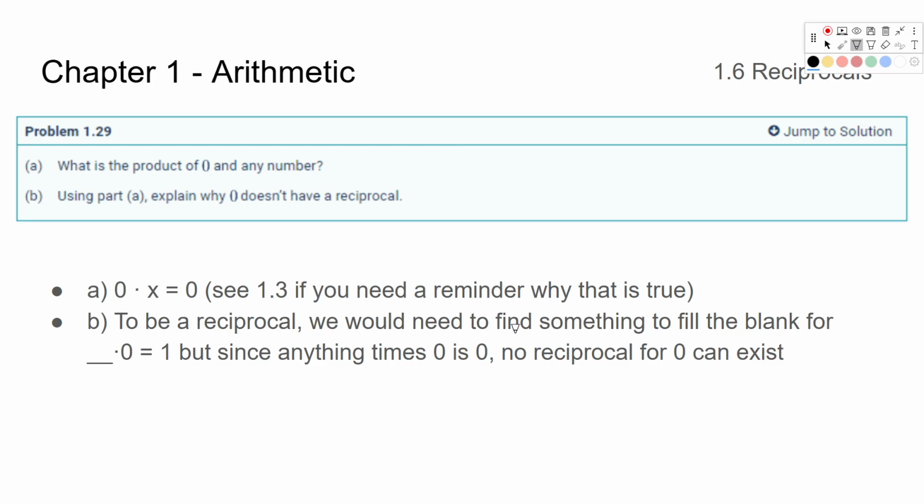And to be a reciprocal, we need to find something to fill in the blank for this. So blank times 0 equals 1. What would be able to go in this blank? Could we do like 1 over a billion, you know, a bunch of zeros there? Would that be 1? No. How about negative a billion, positive a trillion? No, nothing we can put here is going to work, because anything times 0 is going to be 0. So that means that no reciprocal for 0 can exist.